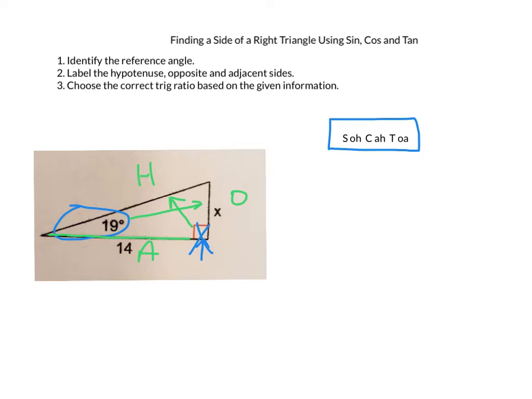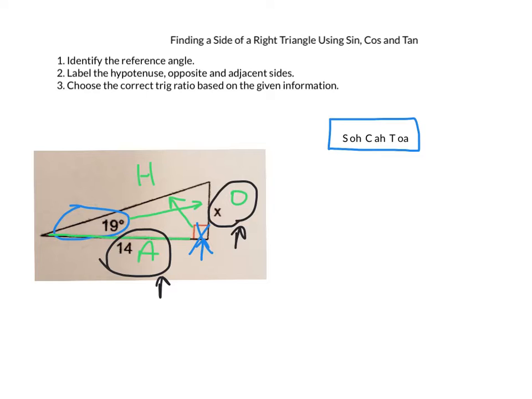All right, step 3, choose the correct trig ratio based on the given information. So we have written O, H, and A. We've circled a reference angle, but before we touched this triangle, what did we have? What did they give us? So we're going to look at that. We had an adjacent side, which was 14, and we had a side X that was our opposite side. So we have A and O.